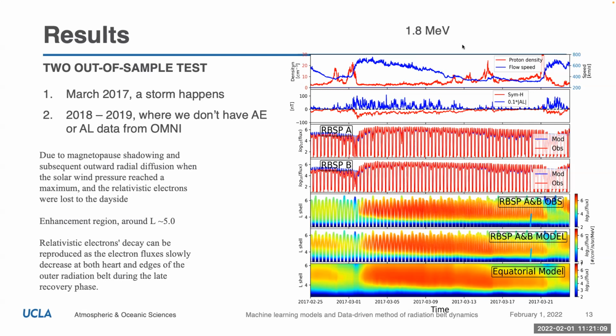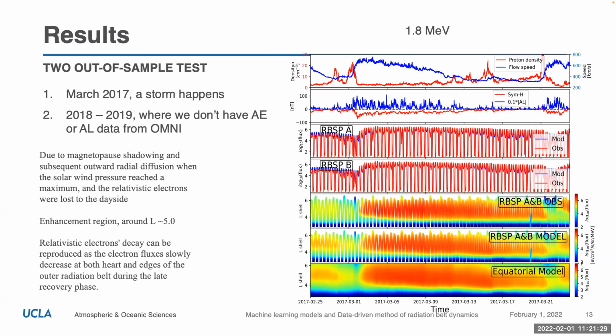The model results are calculated along the trajectory of one probe. So here is the observation. Here is the model's result. And here we calculate the equatorial plane's result. You can see the model successfully captured the right dynamics.